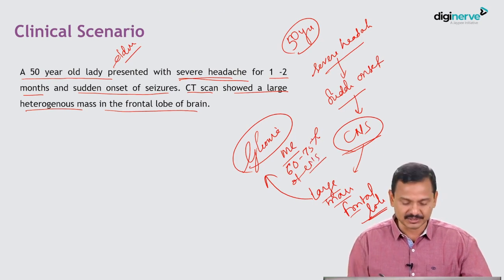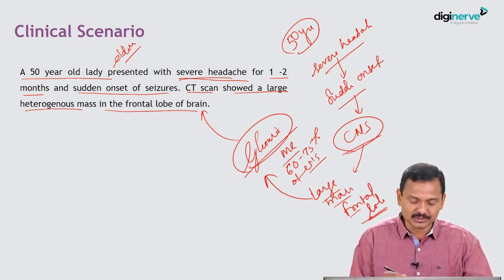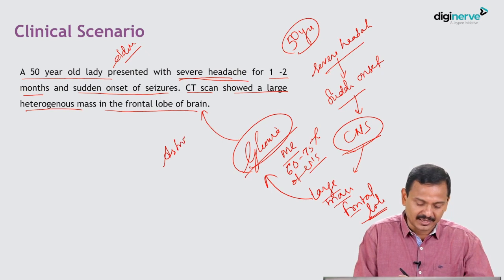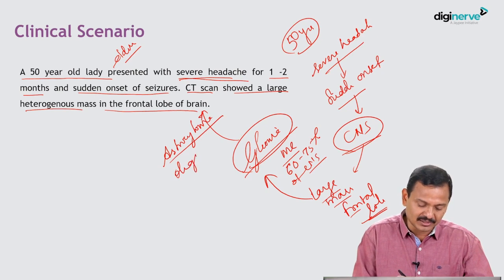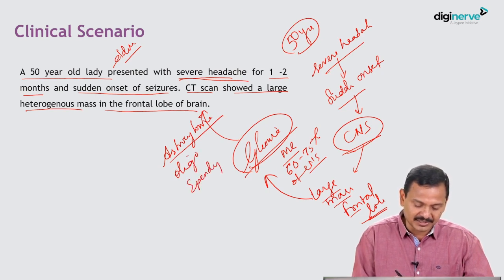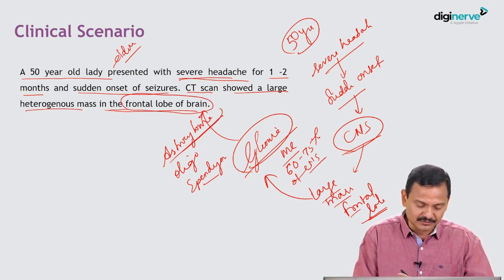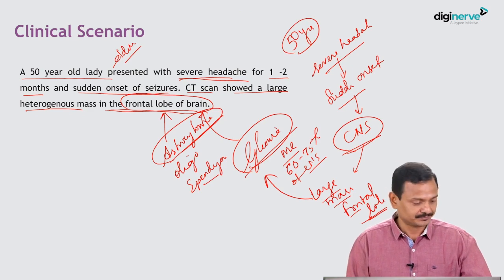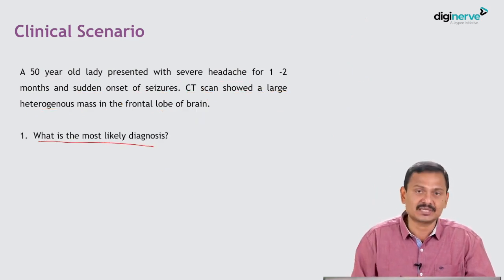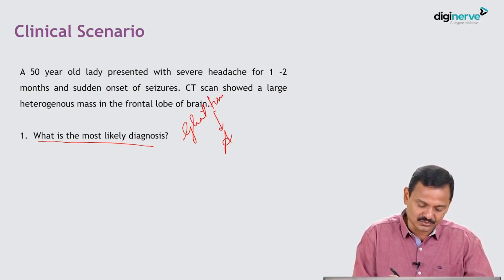So if you think of a tumor, the most common is glioma, so she is likely to have a glial tumor. It could most likely be an astrocytoma. Less commonly oligodendroglioma, or it could be ependymoma, but because the location is the frontal lobe, which is the most common site for astrocytomas, she is most likely suffering from a glial tumor, that is astrocytoma. So what is the most likely diagnosis? She is suffering from a glial tumor, and that is astrocytoma.